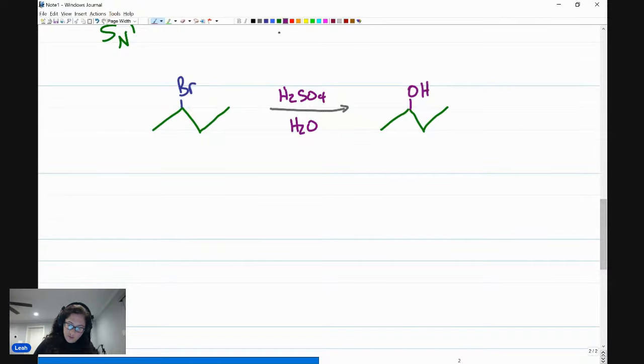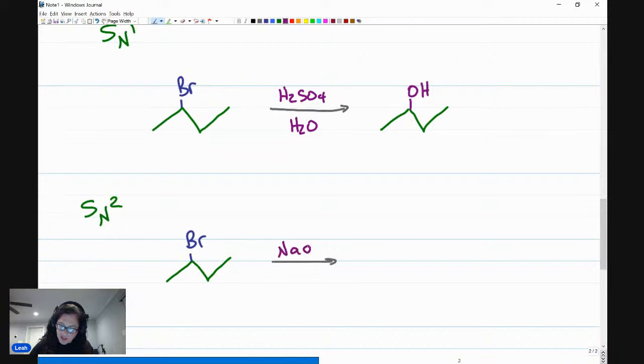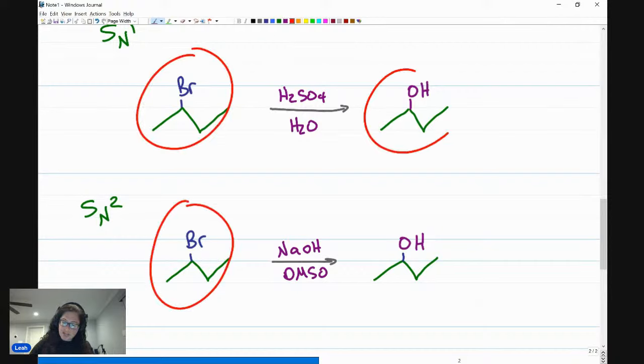Now, if I want to do a quick overview of the SN2 reaction, well, I can start with the same exact molecule, 4 carbons, a bromine. I'll switch up the reagent slightly, where in this case, I'll use NaOH in a DMSO solvent. And for my product, I will get a 4-carbon chain with, wait a minute, an alcohol. Look at that. 2 different reactions, same exact starting molecule, same exact product in this situation.